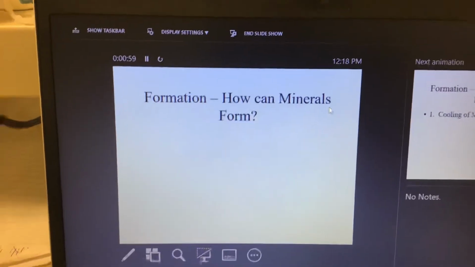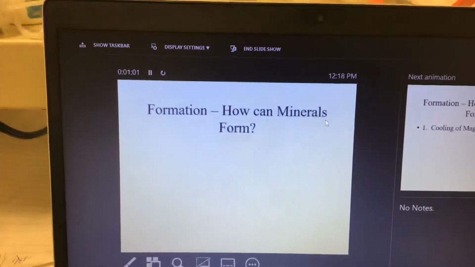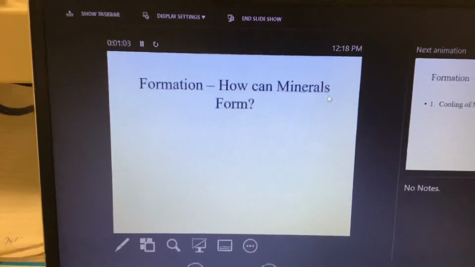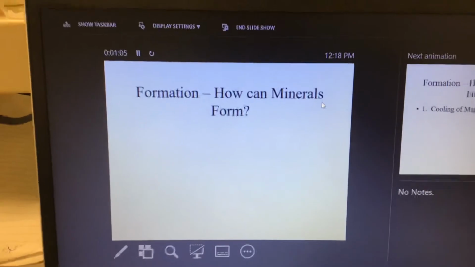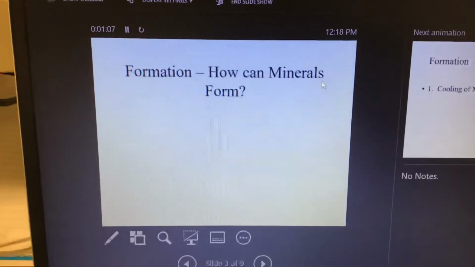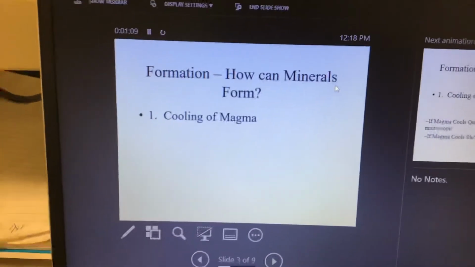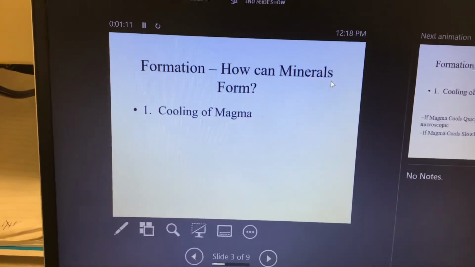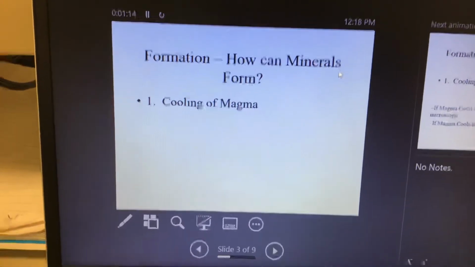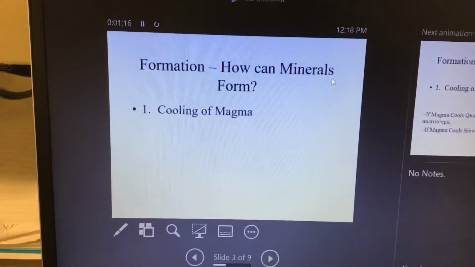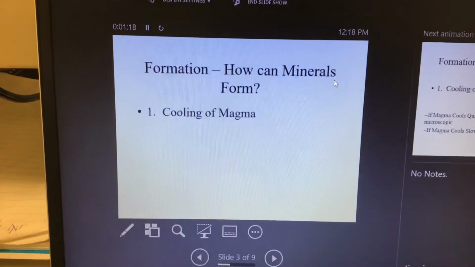How can minerals form? Go ahead and write this. There are some different ways we can form minerals or find them. So how can minerals form? The first way is the cooling of magma. Just a reminder, please take good notes because this will be an open note test.